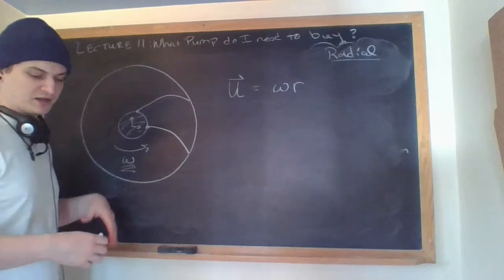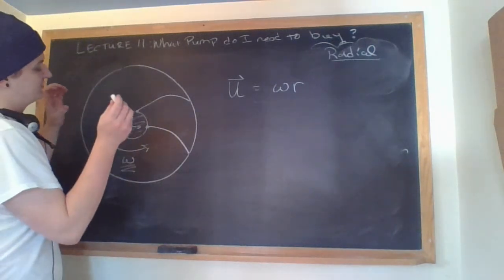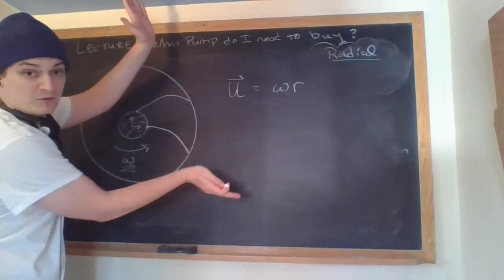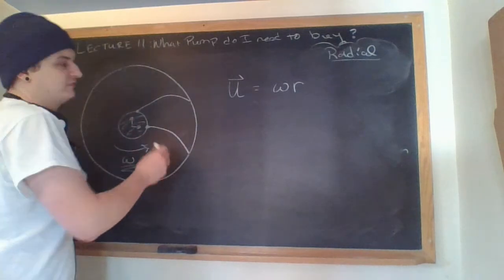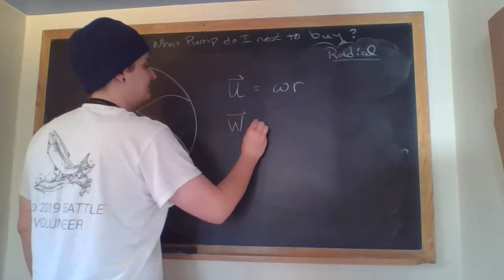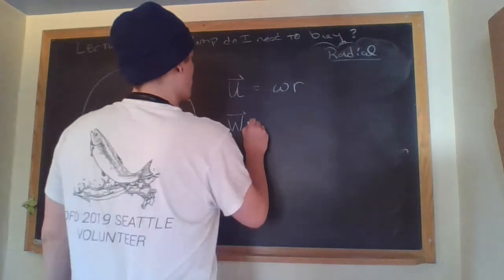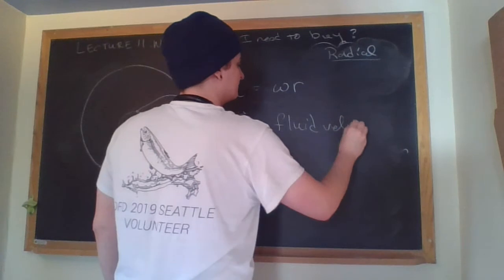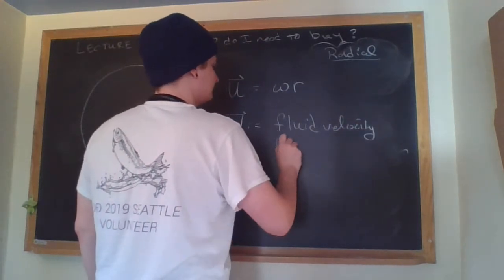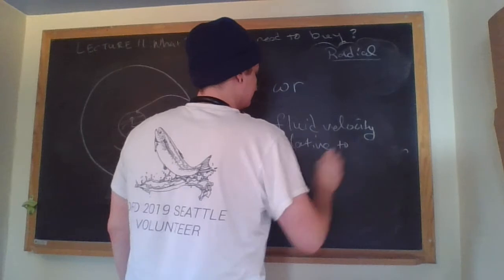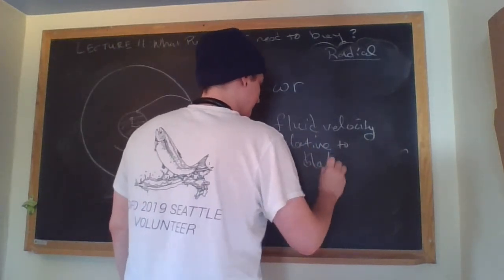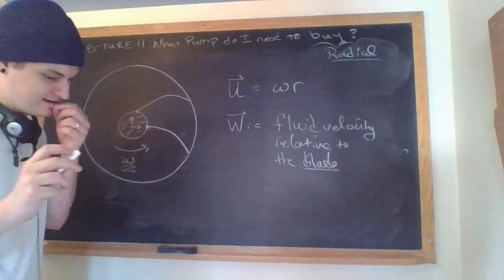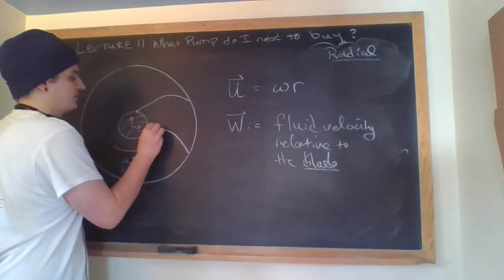What else do we have to consider? Well, the other thing we have to consider is this fact that I had fluid go in, and now because it has to be pushed outward in the xy plane, it's swinging outward like that. So that's this idea of the W velocity, which is just stated in words, the fluid velocity relative to the blade.